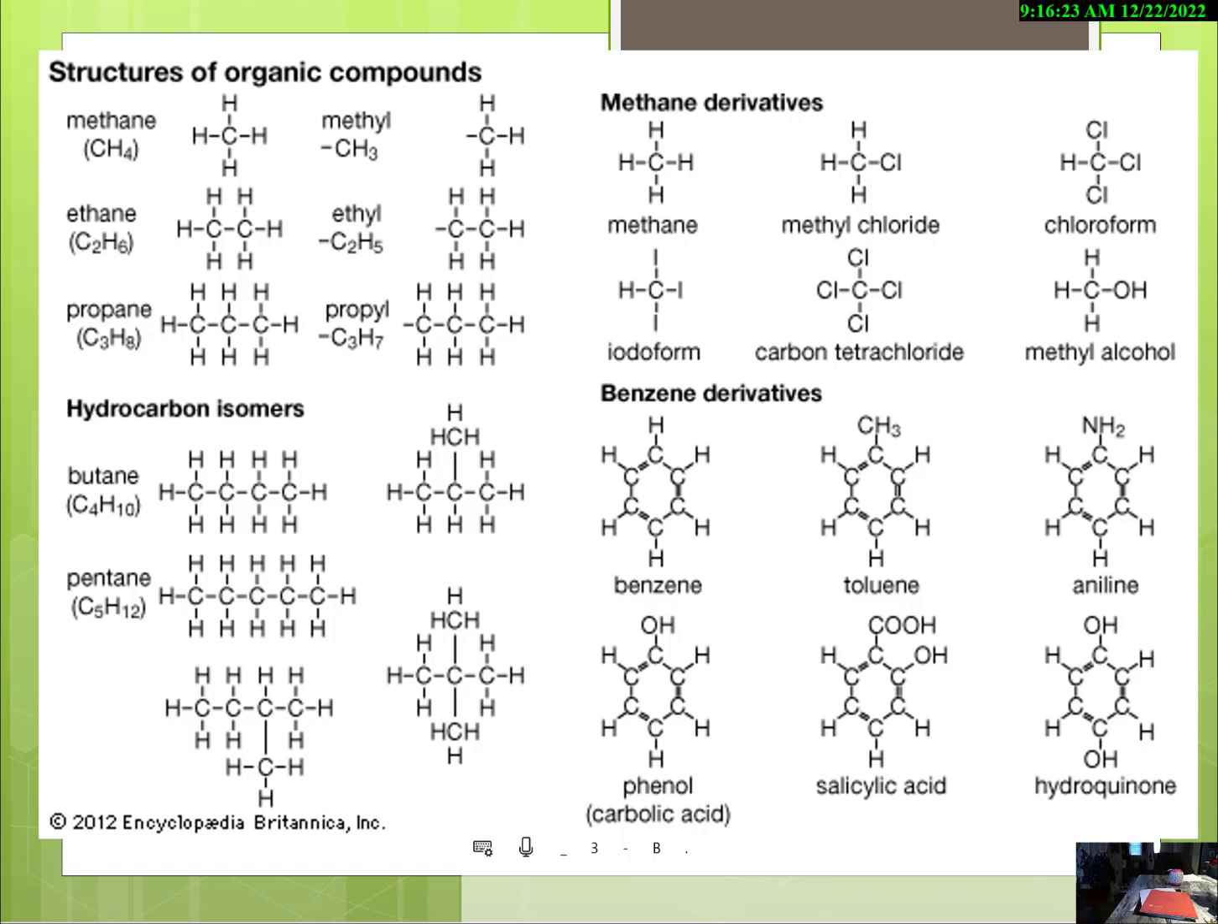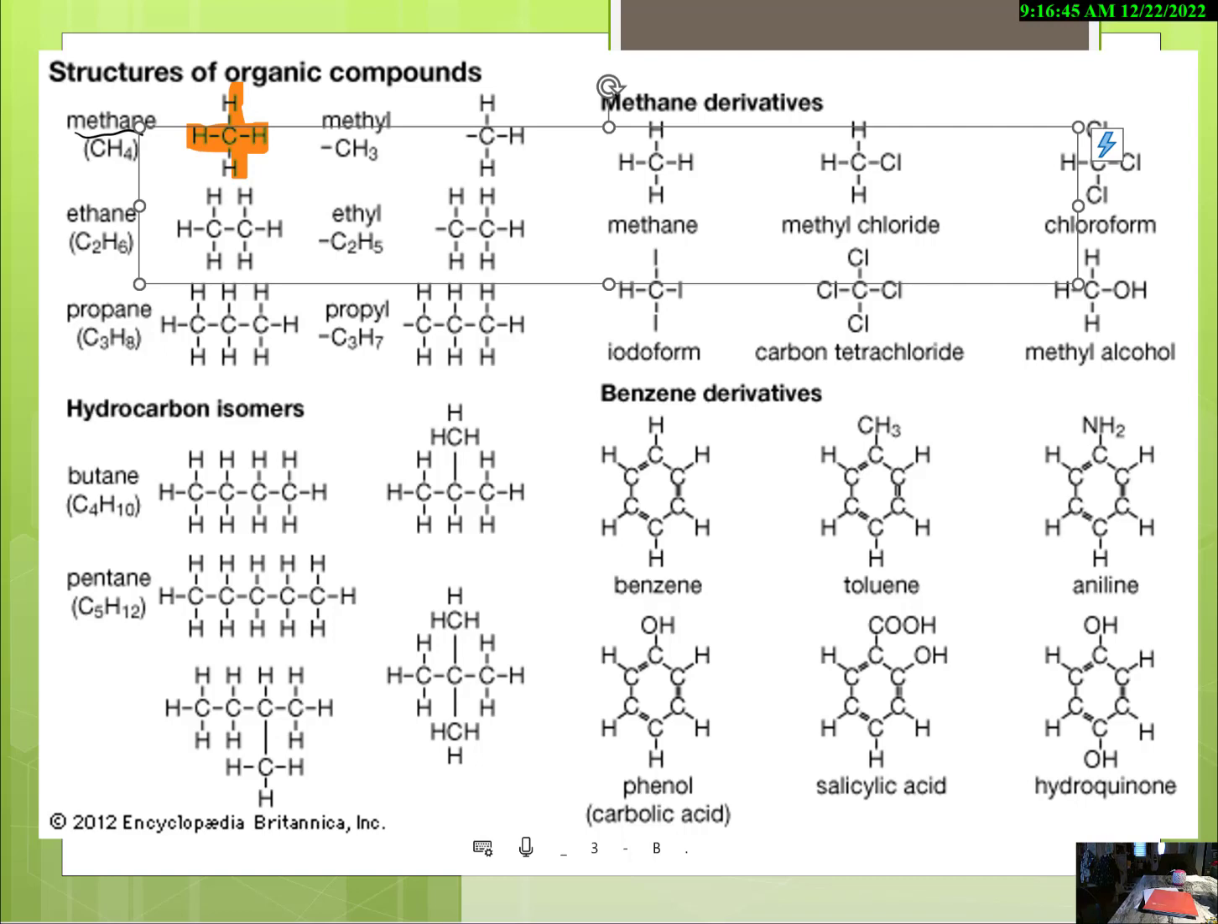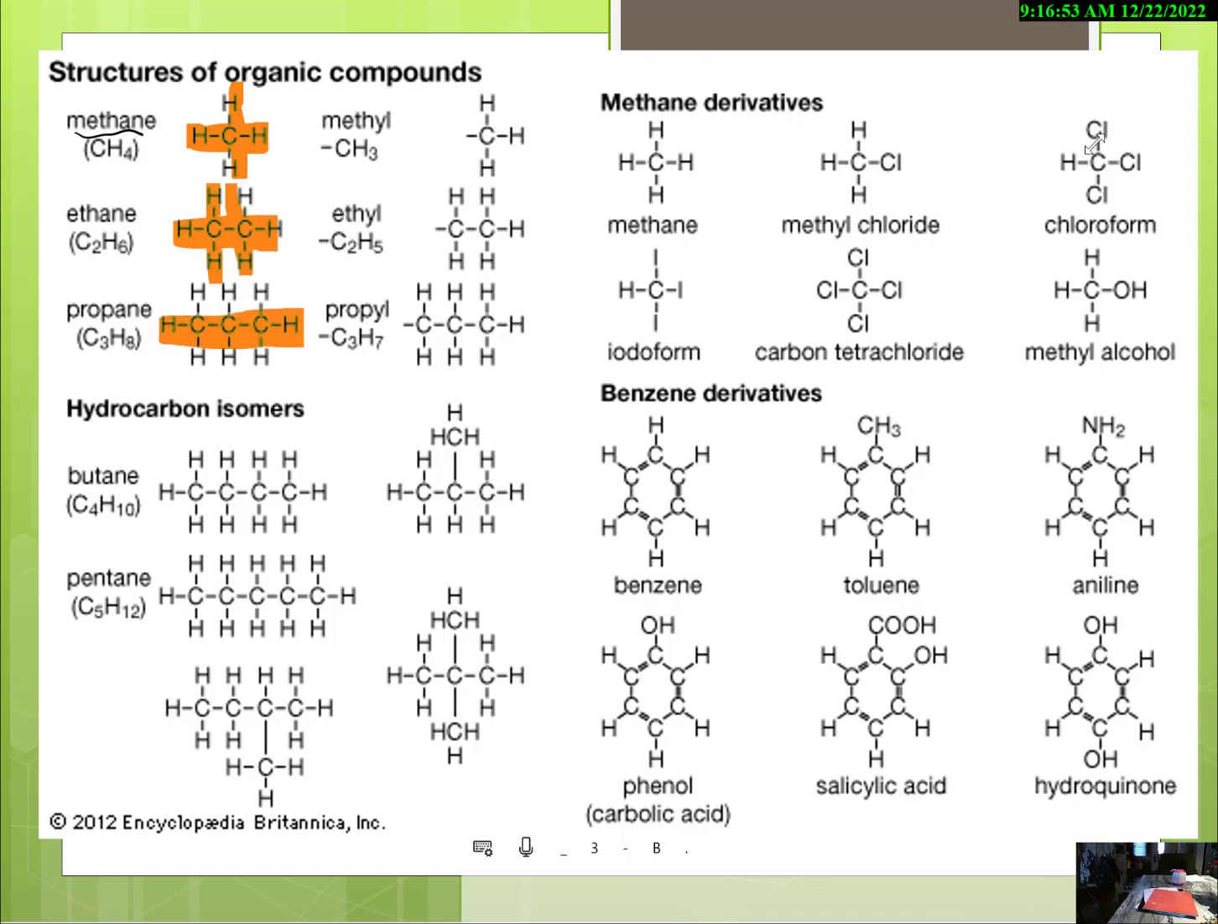Okay, so just a really quick mini recap on what we've done on structures of some types of carbon compounds. We've got methane, all single bonds. That's this structure here. Ethane, too, that's this structure here, all single bonds. Propane we worked a lot with.